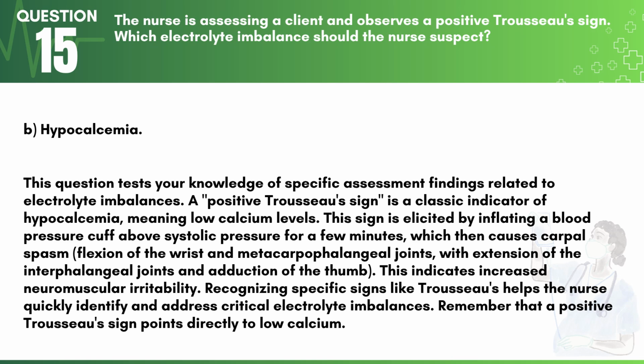This indicates increased neuromuscular irritability. Recognizing specific signs like Trousseau's helps the nurse quickly identify and address critical electrolyte imbalances. Remember that a positive Trousseau's sign points directly to low calcium.